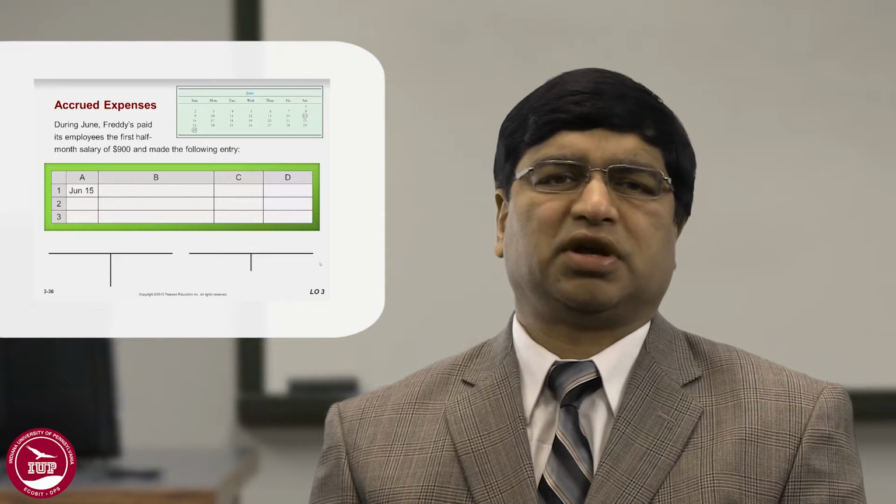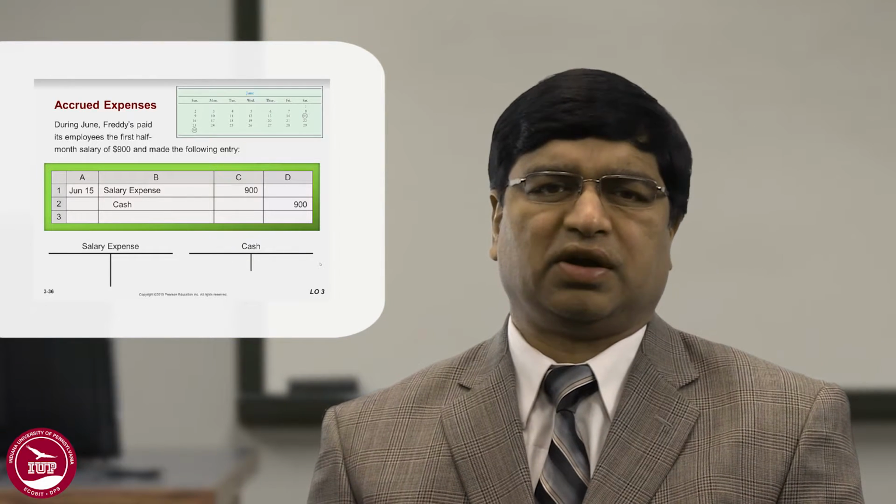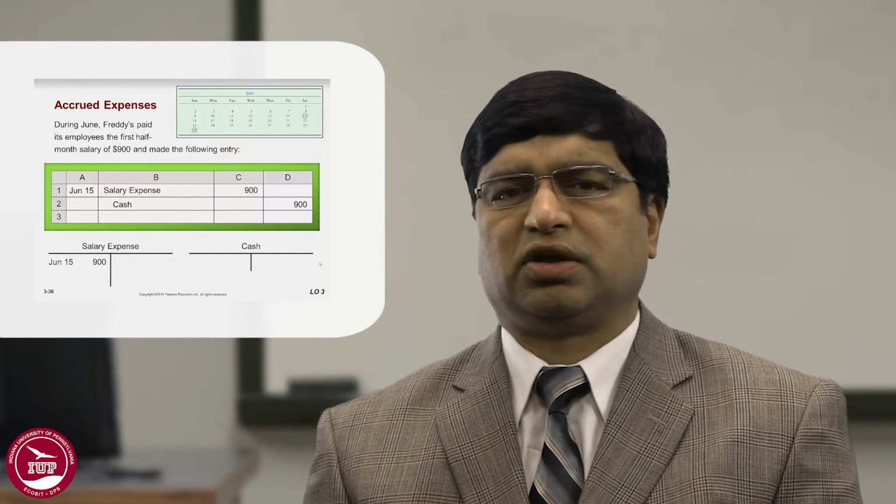So in the month of June, for the first half, they paid a salary of $900. So that's simple. You have salary expense and you paid cash of $900. And you understand how to record the entry.